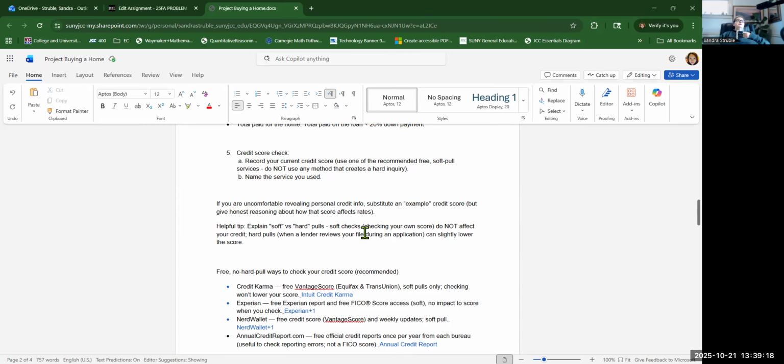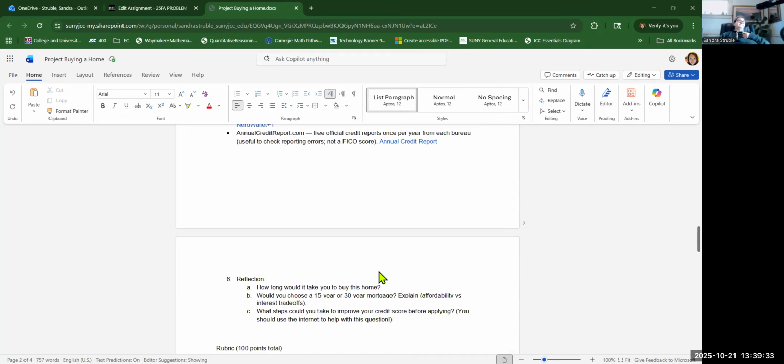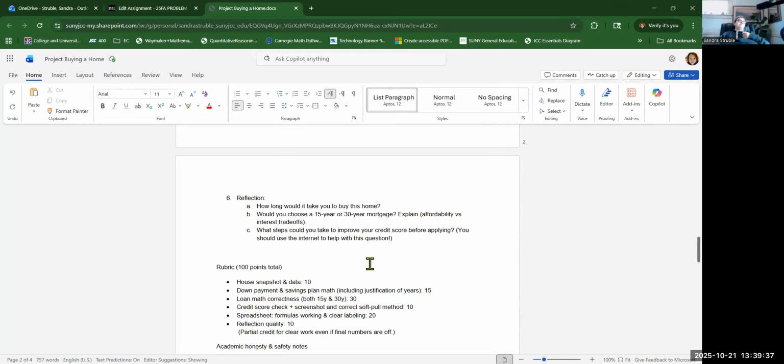A soft pull is when you use one of the free, no hard pulls, and you can use any of these. I have used every single one of these. Feel free to help yourself, just so that you know what you're dealing with. Okay. And then you can make the choice on how you want to move forward with this lab.